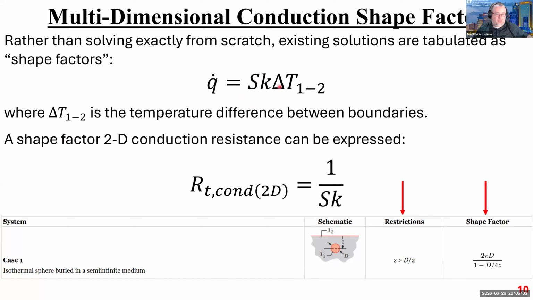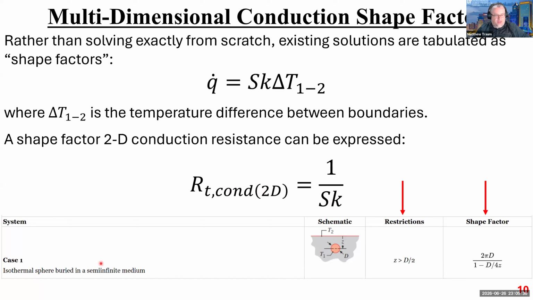Or delta T over Q, right? So here's our conduction resistance. It's just 1 over SK. So just in case you're doing a 1D conductive circuit and you have some two-dimensional feature in your otherwise one-dimensional geometry, and you need to represent that two-dimensional feature as a resistance in your one-dimensional model, this is what that resistance gets represented as. Okay, so what are these shape factors?